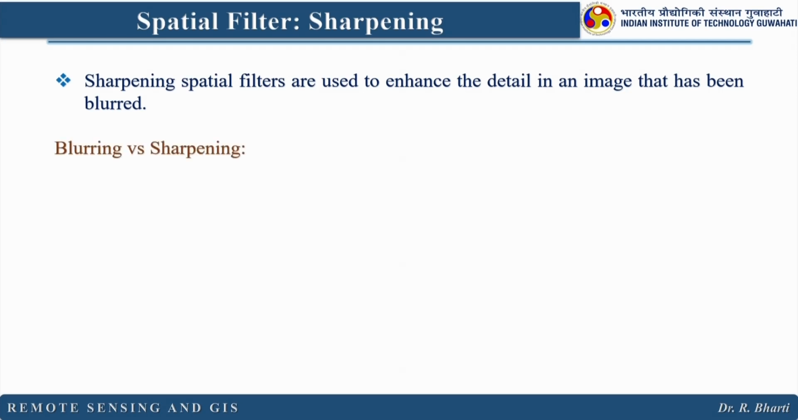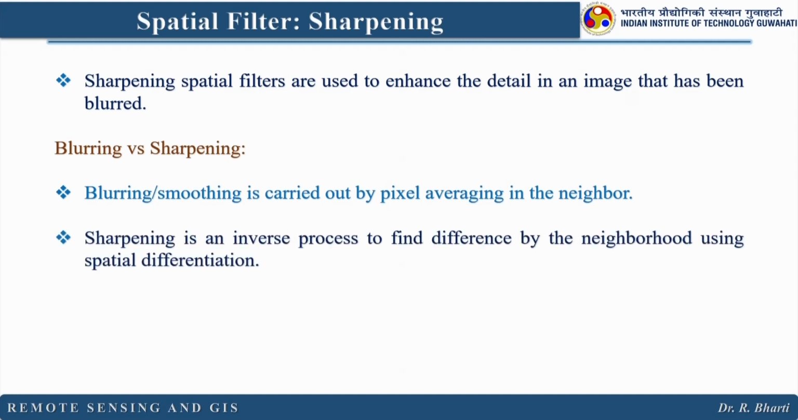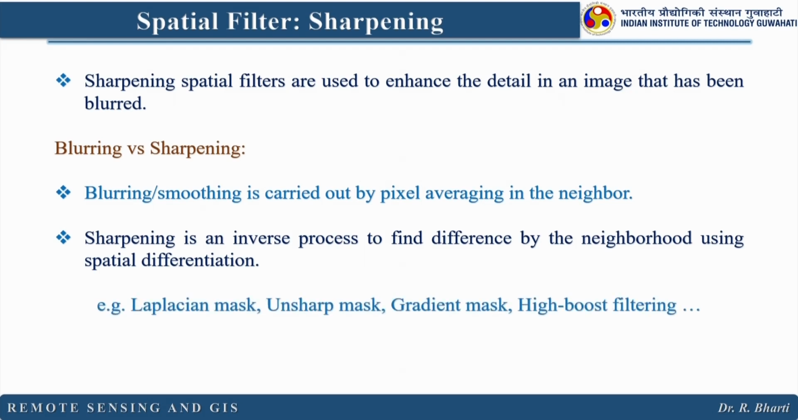So, blurring versus sharpening, both are inversely related to each other. Blurring or smoothing is carried out by pixel averaging in the neighborhood, right, that you have already seen a few examples of. Sharpening is an inverse process to find the difference in the neighborhood using spatial differentiation, right. So, for example, Laplacian mask, unsharp mask, gradient mask, high boost filtering. We will see all of them one by one, maybe not in this lecture, but in the next lecture we will cover everything.